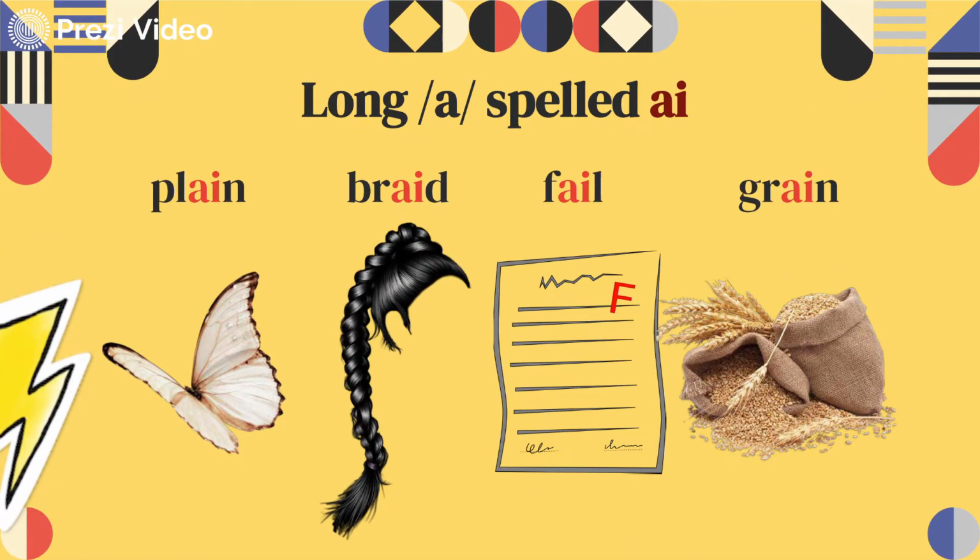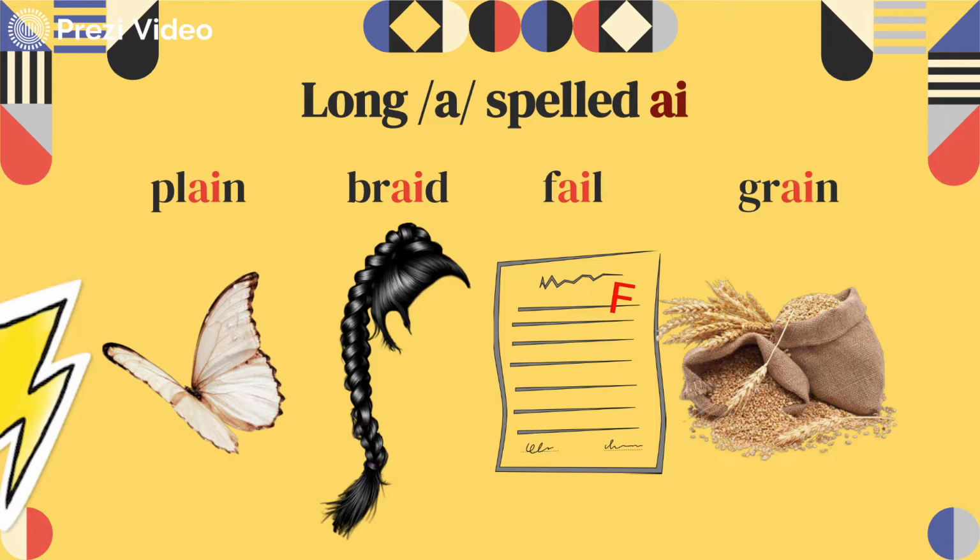So let's now learn the meanings of these words. I have in the first group long A spelled AI, as in plain. Now plain means not colorful. For example, like this butterfly, or this is a plain butterfly, it means it's made of one color only. Plain means simple, okay, not complicated, not more than one. The other word I have braid. As you can see, braid is a hairstyle as the braid that is here.